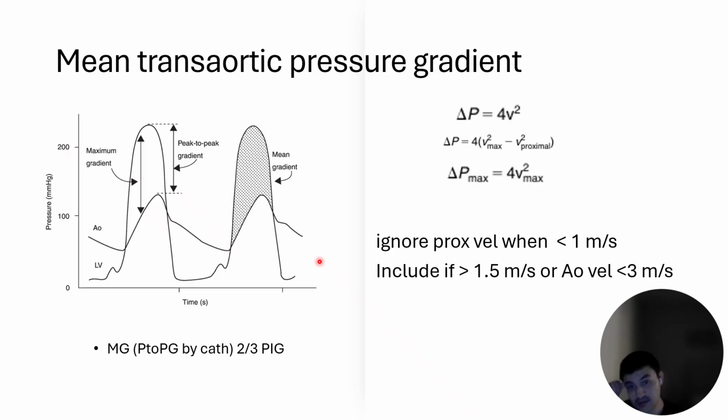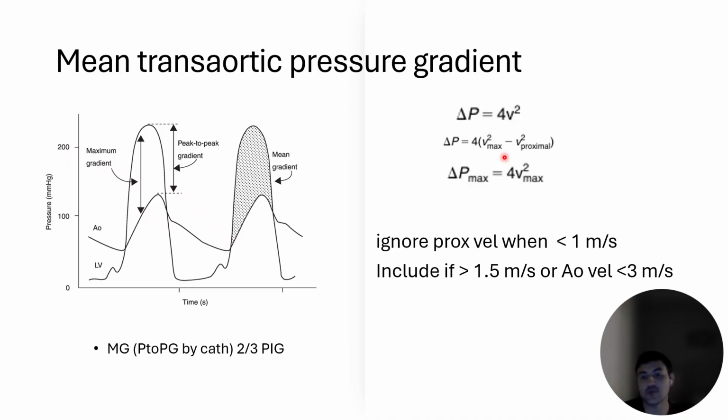So why is this important? Because of the Bernoulli equation, which is 4 times velocity squared. If you have the velocity, you can calculate the gradient. For example, if the velocity is 4, then 4 times 4 is 16, times 4 is 64, right? But hold on, I heard that severe aortic stenosis is more than 40. Why is 64 more than 40? Because 64 is the peak instantaneous gradient, the difference from here to here. The mean gradient is the difference here, and it's a calculated number. So the mean gradient is this.